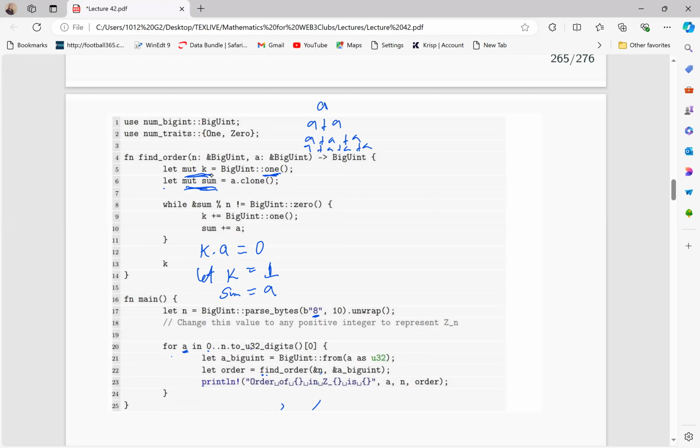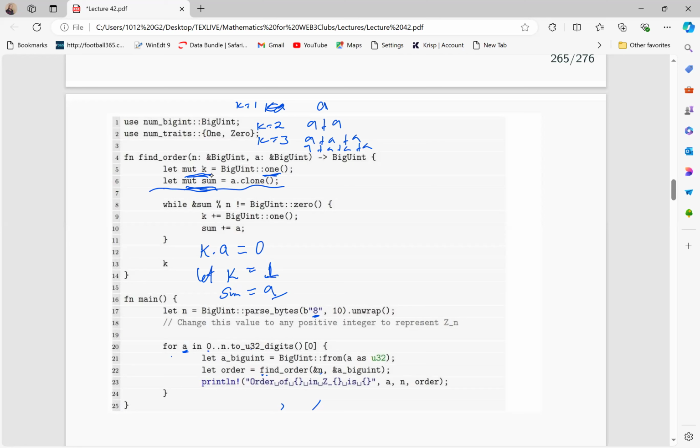So it's beginning by saying, and this one is the same as k a. K here is 1. In this case, k is 2. In this case, k will be 3, and so on. So k is mutable. It begins by saying, let k be 1, and let the sum be a. And they are mutable, they'll be changing.